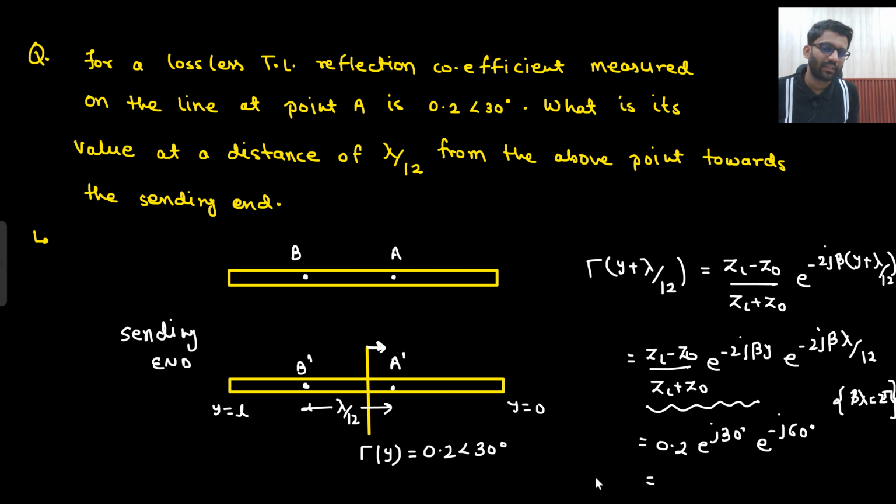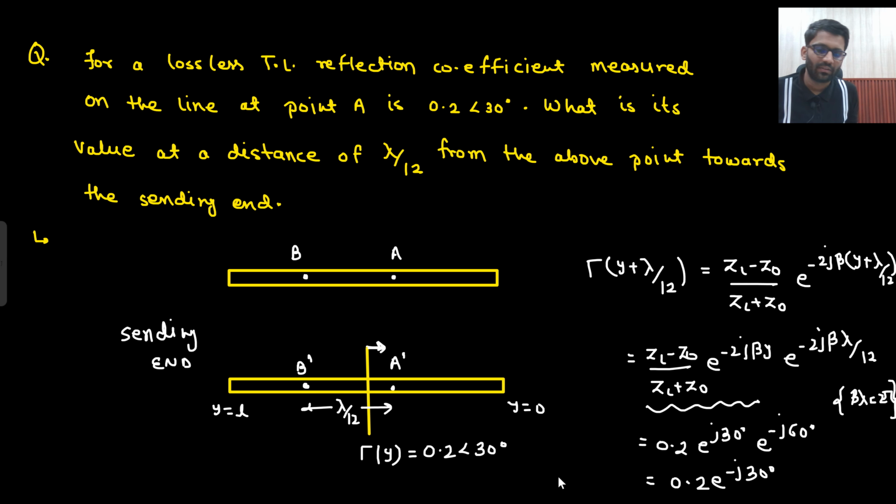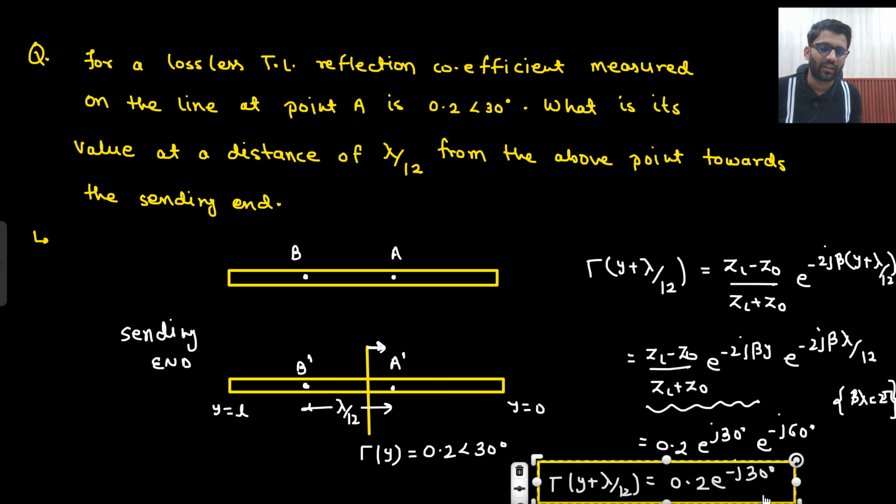So what is your final answer? 0.2, e to the power J 30 and J minus 60, so that would be minus 30. So this is what you are finding at y plus lambda by 12. This is my reflection coefficient at y plus lambda by 12. What is the answer you are getting? 0.2 is the magnitude and angle is minus 30 degree.